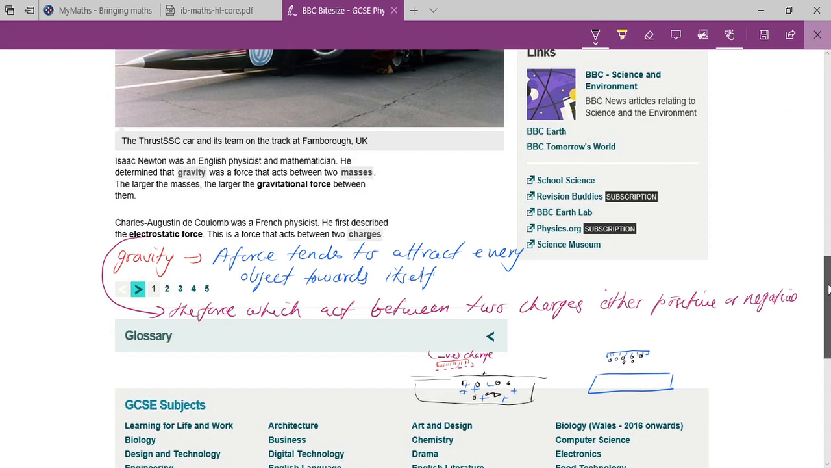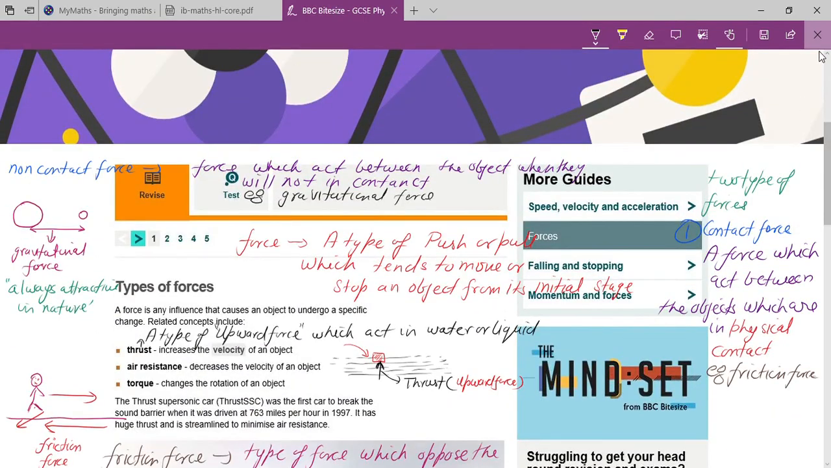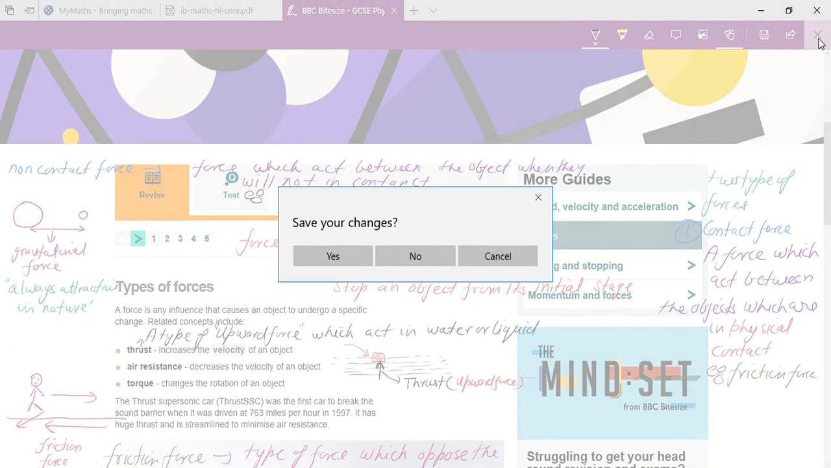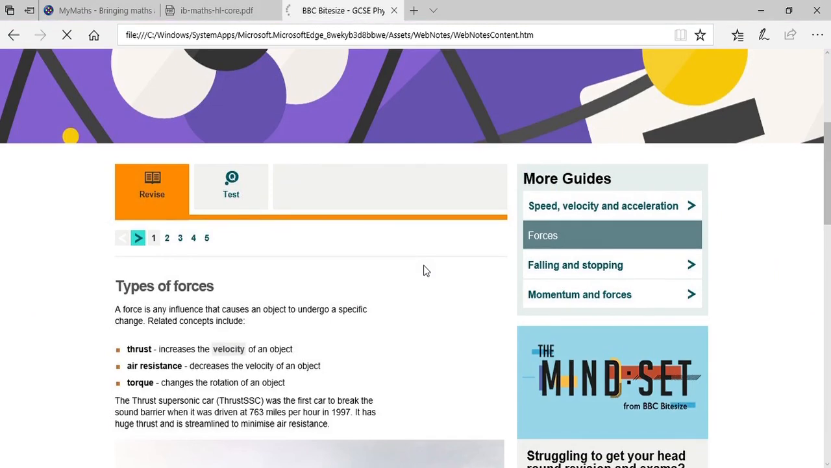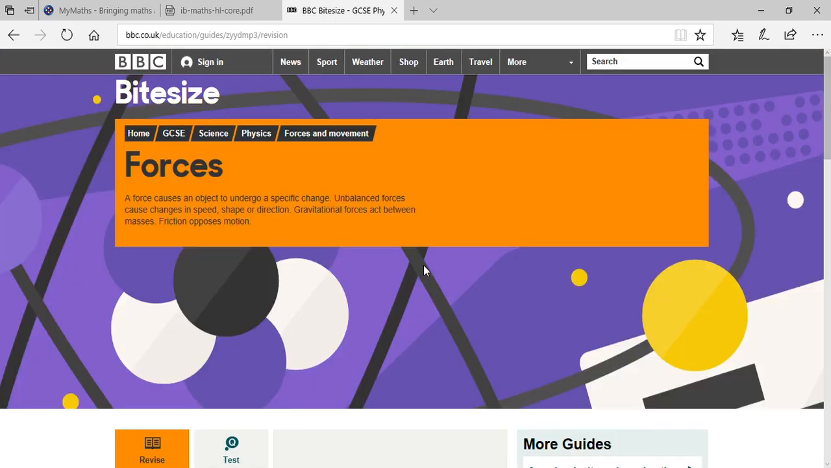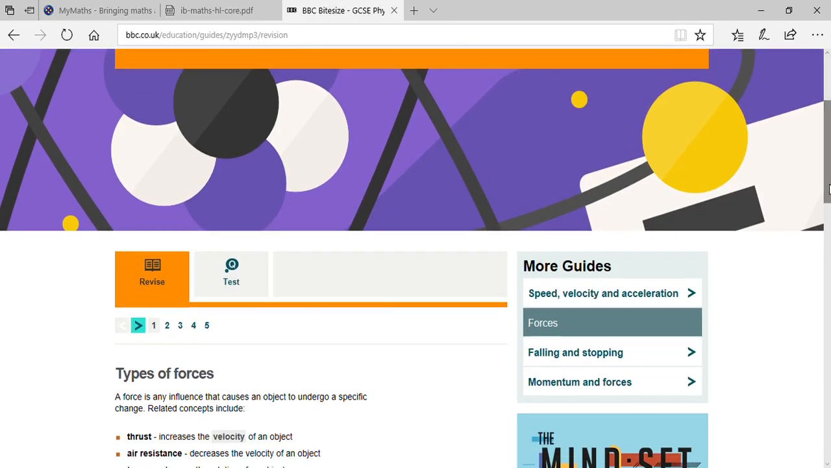First page, I explained that to you, beta. Now I'm going to refresh that one and then we will move to the next page. Yes, so we can move to the next page.